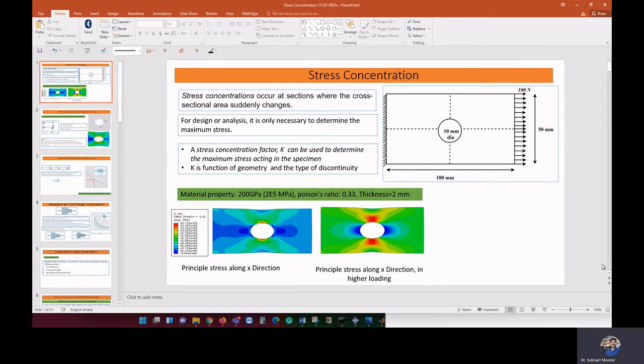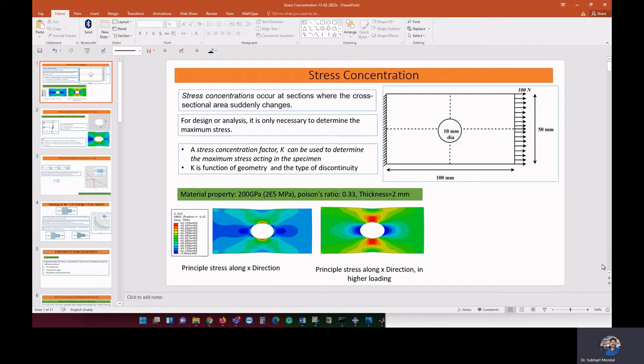Today we are going to learn how to obtain stress concentration for a plate. Before going to our stress concentration, let us know what stress is, how stress concentration occurs, and what factors affect the stress concentration, and then we will go for modeling for the stress concentration using ABAQUS.